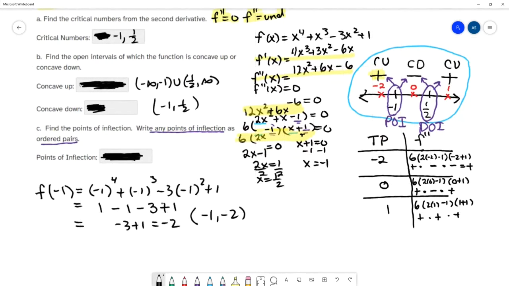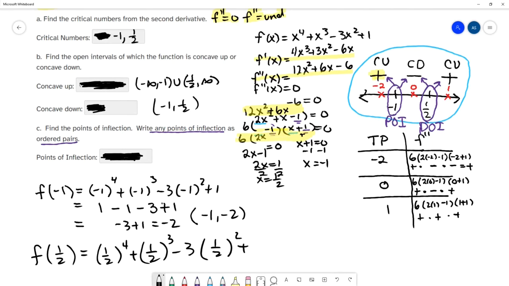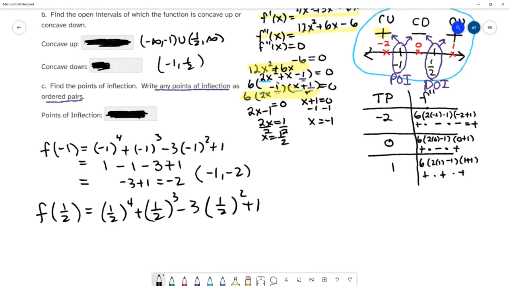And the other one's going to be a little bit messier because of the fraction. So we have f of 1/2 being 1/2 to the 4th plus 1/2 cubed minus 3 times 1/2 squared plus 1. So 1/2 to the 4th, that would be 1/16. Let me just double check. 2 times 2 would be 4, times 2 is 8, times 2 is 16. Okay. 1/2 cubed, that's 1/8. Minus 3 over 4. 1/2 squared would be 1/4, and 1/4 times 3 would be 3/4.